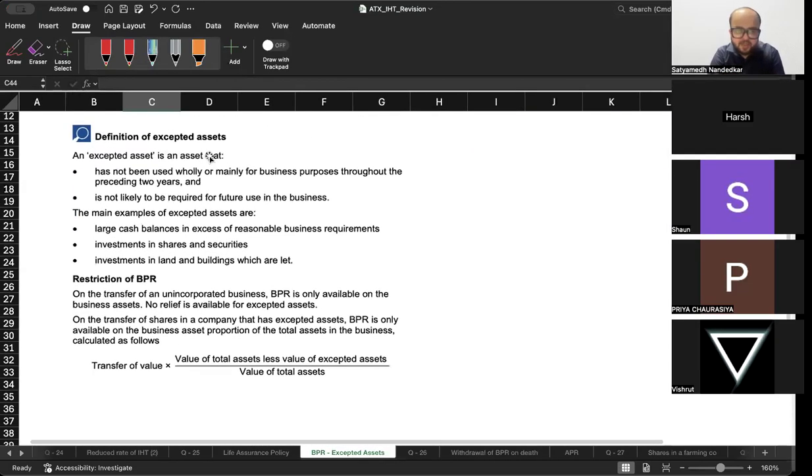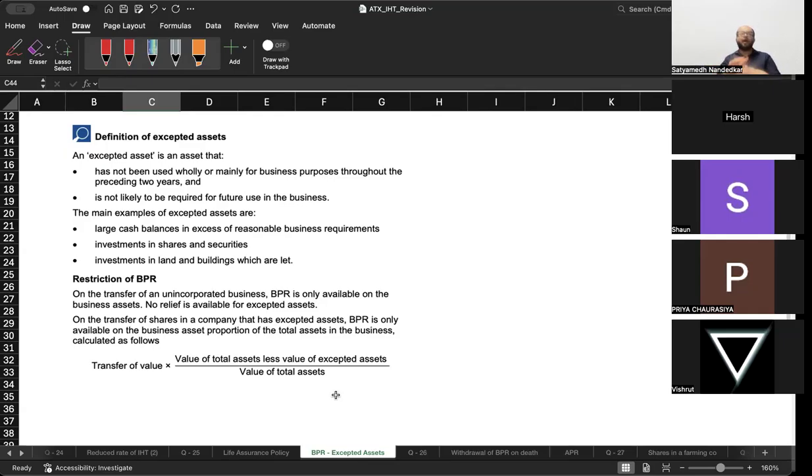An accepted asset is an asset that has not been used wholly or mainly for business purposes throughout the preceding 2 years and is not likely to be required for future use in the business. How do you restrict the BPR? Transfer of value into value of total assets less value of accepted assets divided by value of total assets. To keep things simple, if a particular asset has not been used for trading business purposes, with respect to that asset, you do not get any business property relief.